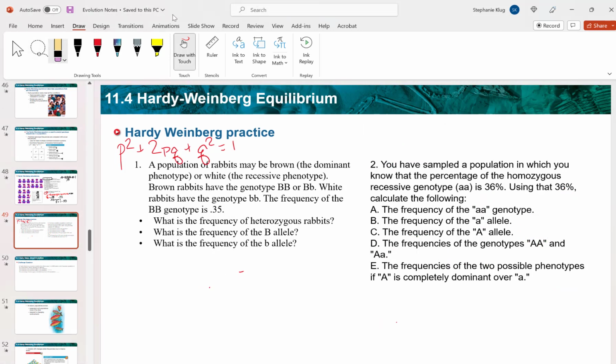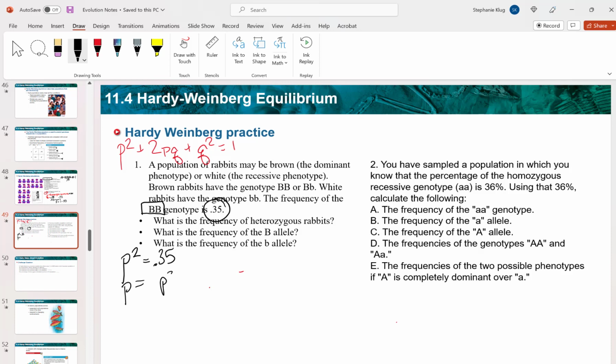Now, let's talk about the brown rabbits. A population of rabbits may be brown, which is dominant, or white, which is recessive. Brown rabbits have a homozygous dominant or heterozygous genotype, and white rabbits have the genotype little b, little b. Now, this time, they're giving you P squared, the frequency of the homozygous dominant. So this time they gave you P squared equals 0.35. We do the exact same thing. Pretend it's Q if you want to. How do we get P?